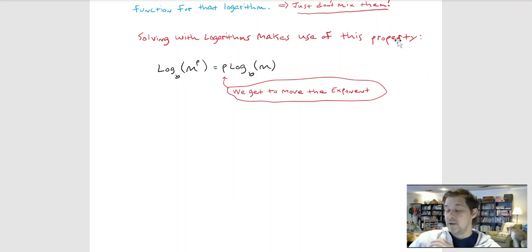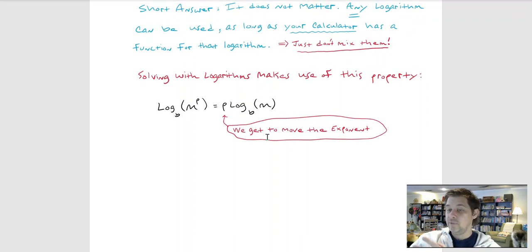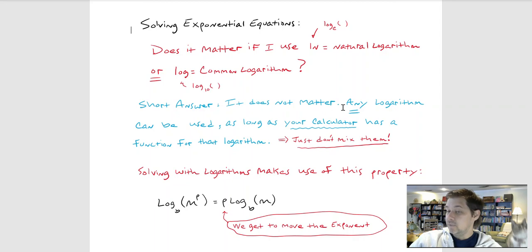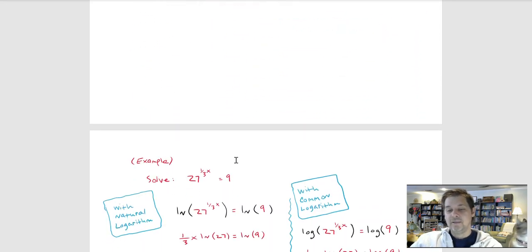There is a property of logarithms that says a logarithm of any base of something raised to some power is the same thing as that power times the logarithm. So we get to move the exponent, we get to move the power. That's why we use logarithms to solve exponential equations. But I was going to make the point to you that it doesn't matter what logarithm you use. So let's look at an example.